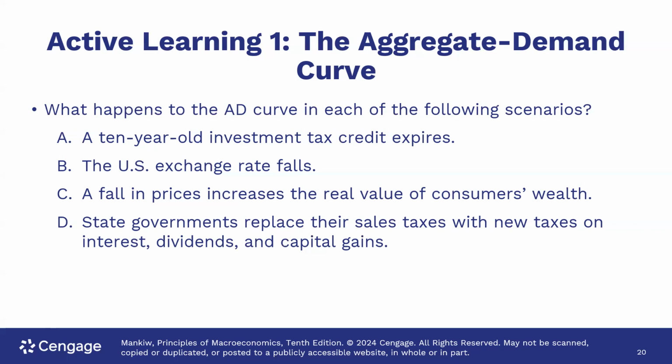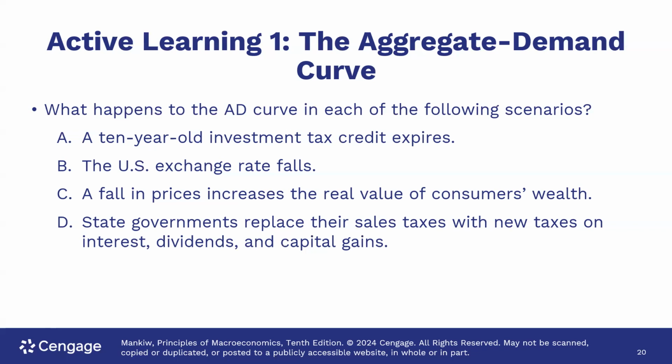C, a fall in prices increases the real value of consumers' wealth. So when the price goes down, the real value becomes higher for the consumer wealth. So when consumers have a larger amount of wealth, then they tend to spend more. So the consumption increases, and the aggregate demand will be positively affected.